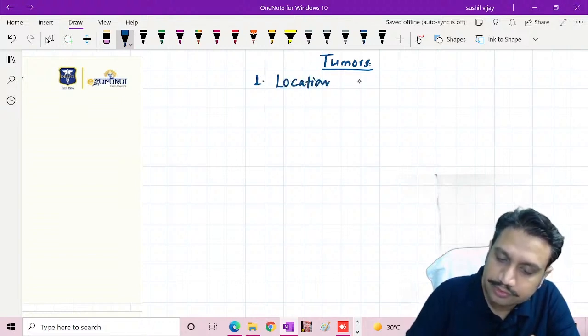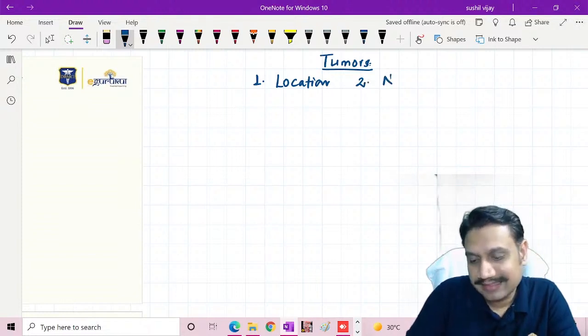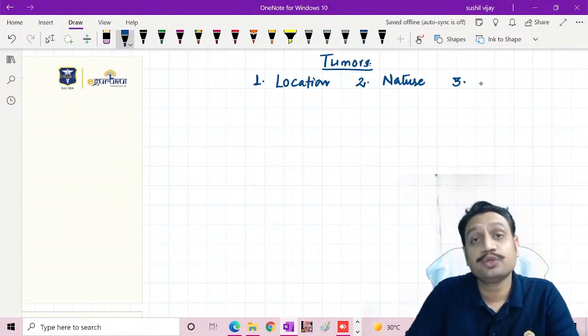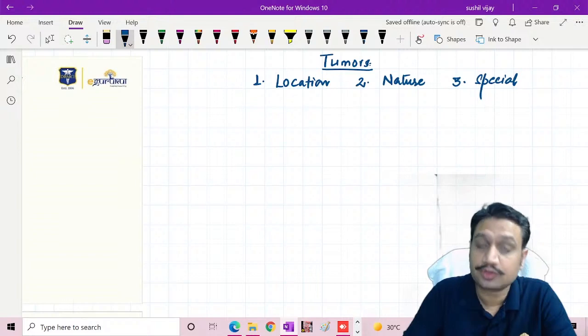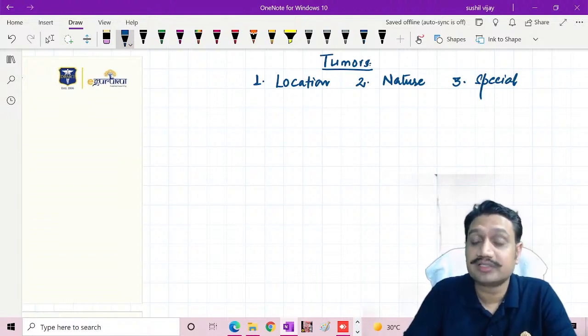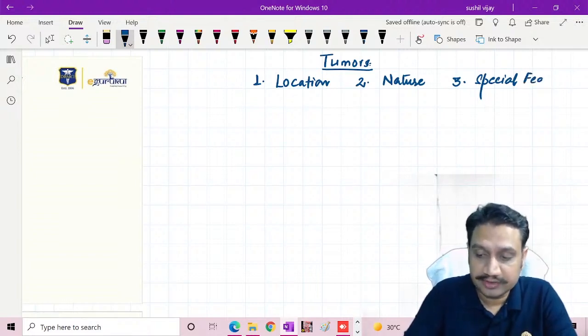The first is to learn the location of the tumor. Second is to remember the nature of the tumor. And third is to know the spatial feature. Age is not that important. What is important is the location. Right? These are three important things that you should see in any X-ray.